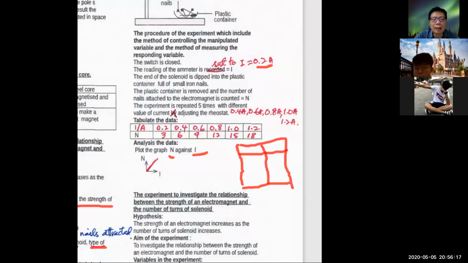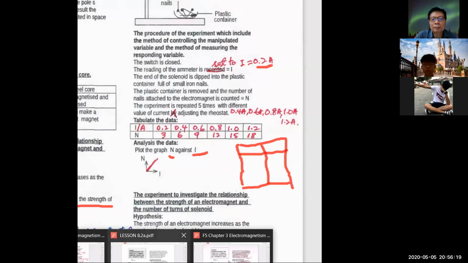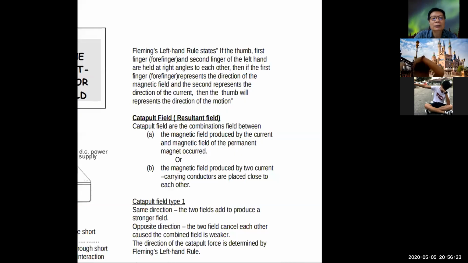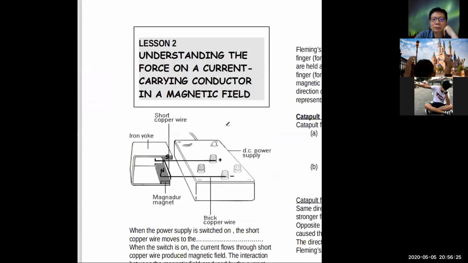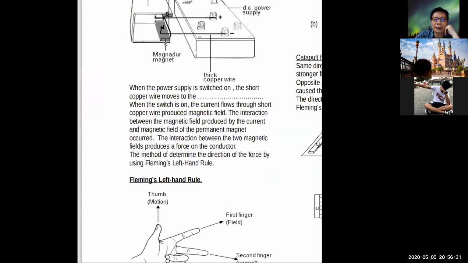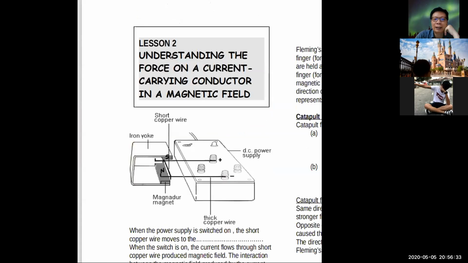Right. Okay. Now you should have this paper. You have this paper with you, the lesson 2 paper. This lesson 2, you see the title. The title is Understanding Force on the Current Carrying Conductor in the Magnetic Field.